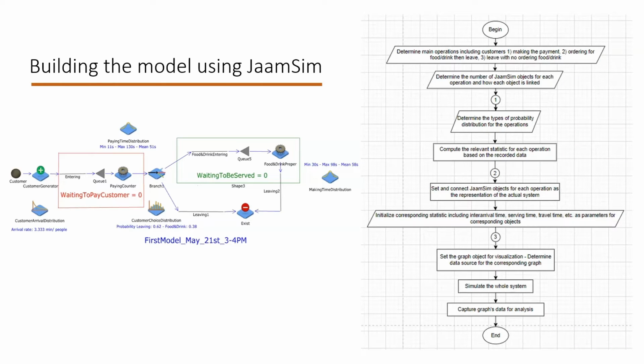Here is in general the process of how we build the model on Jamsim. So there are some first steps that I have mentioned earlier, which are determine the main operations, determine the type, probabilities, distribution for the operation, and also compute the relevant statistics for each operation based on our recorded data.